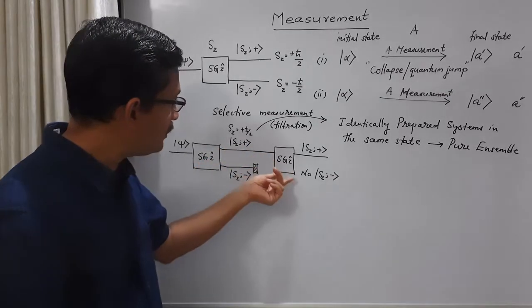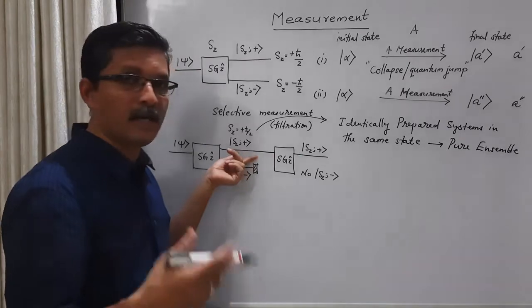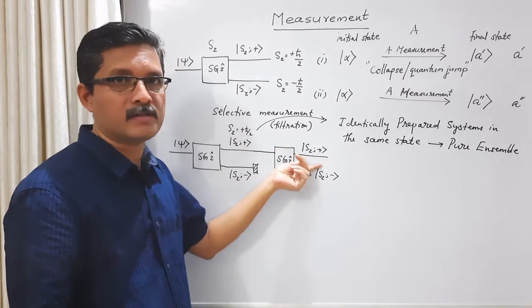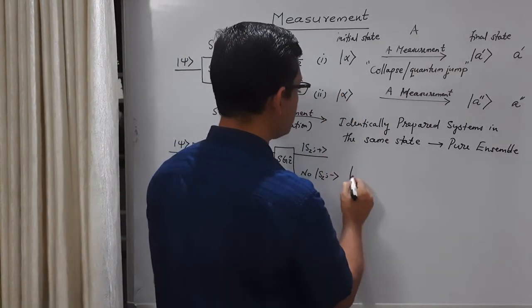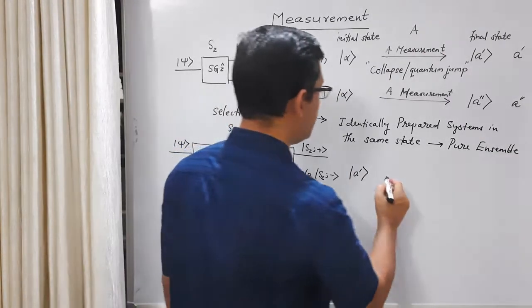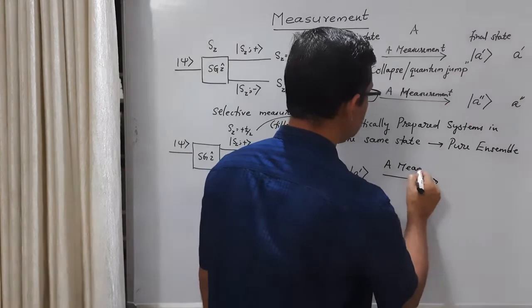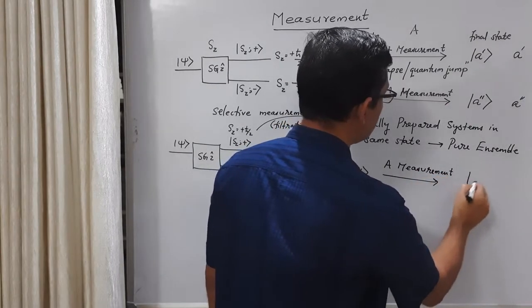But here, in the second Stern-Gerlach measurement, the initial state is an eigenstate of Sz and it remains in the same eigenstate. In general, we can say if the initial state is ket A prime, one of the eigenstates of the physical quantity being measured, then as a result of a measurement, this is the final state.